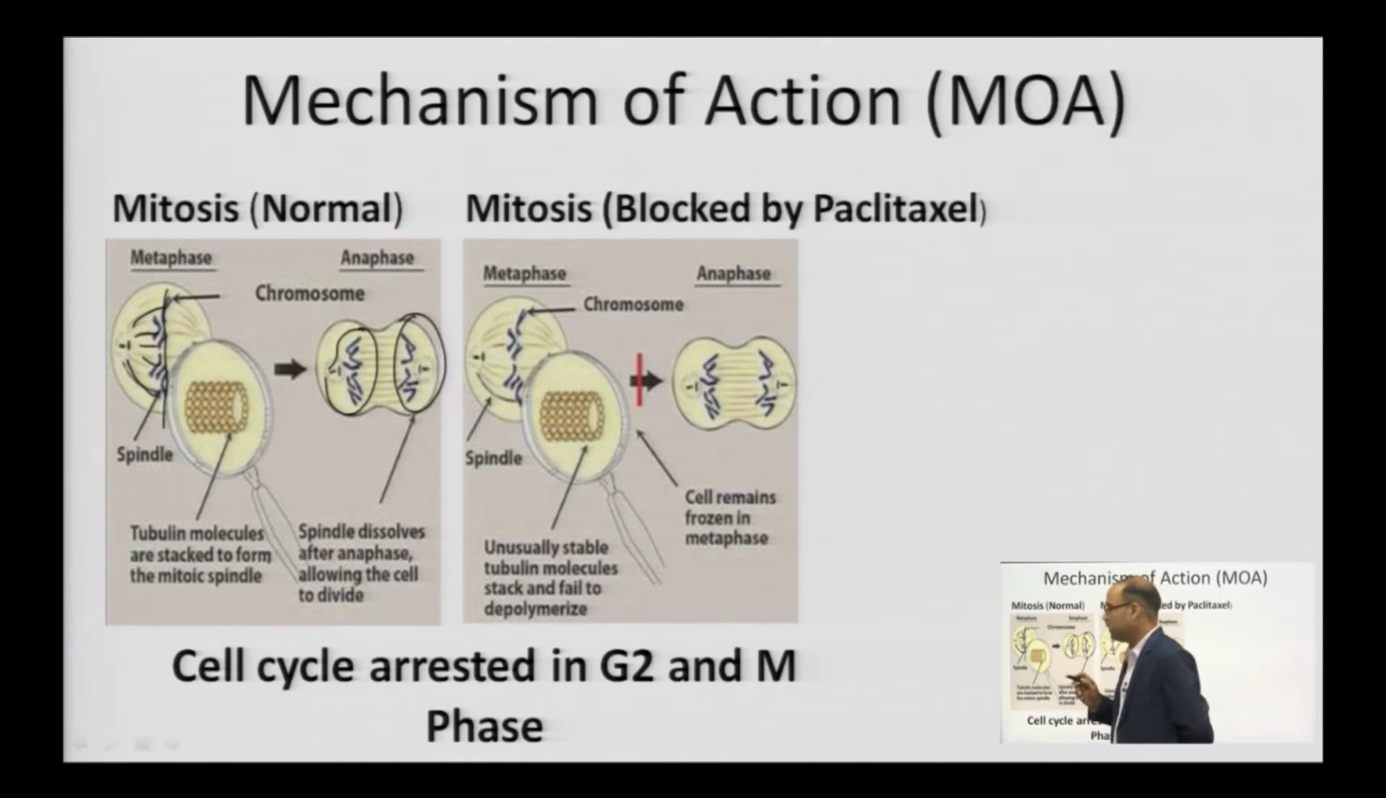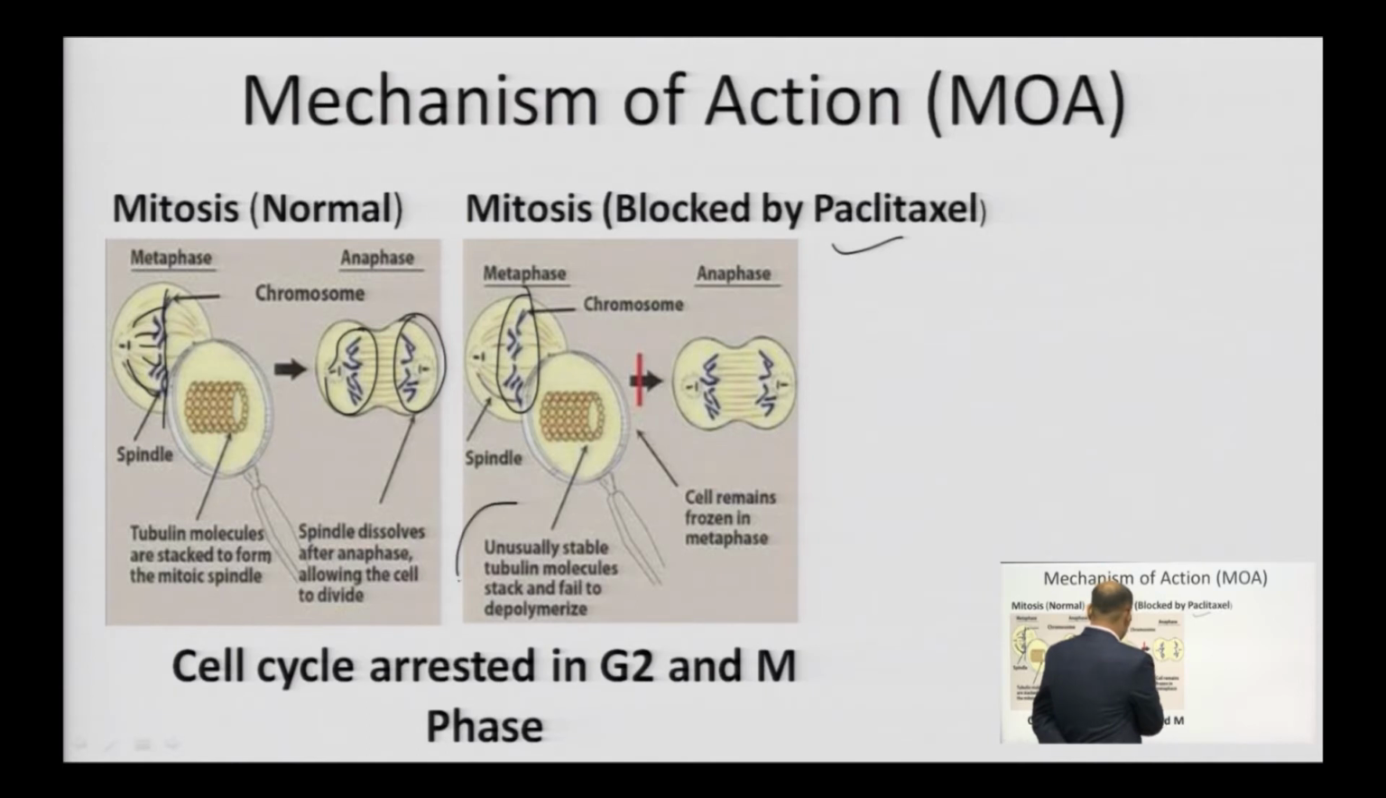But because it is an uncontrolled growth of cells, to control that growth we have to use some anti-cancer drug. And how is this anti-cancer drug paclitaxel going to act? In metaphase, the chromosomes arrange themselves at the center of the cell. Unusually stable tubulin molecules stack and fail to depolymerize.